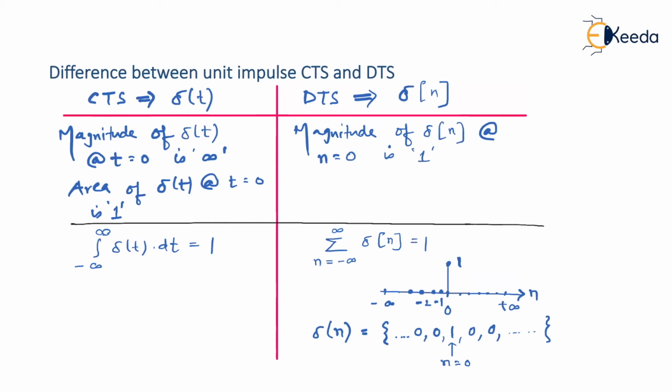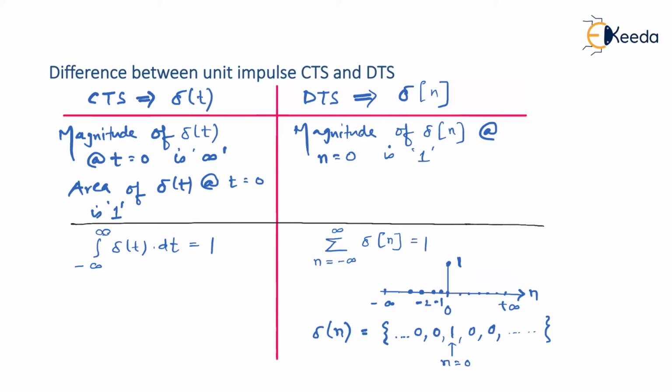That's not the case with the continuous time signal del of t. We cannot represent a continuous time signal in sequence form. So these are the basic differences between the continuous time impulse signal and the discrete time impulse signal, right?